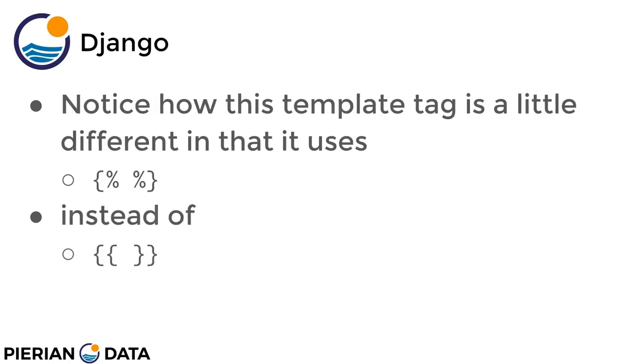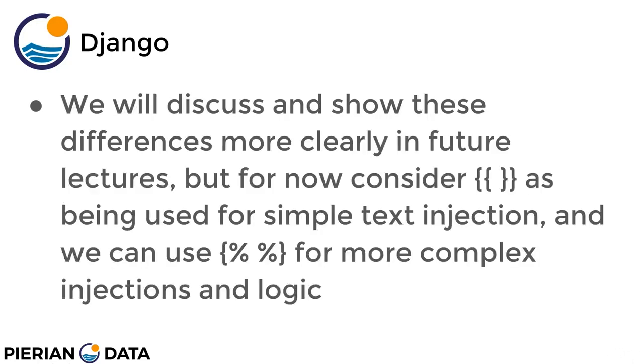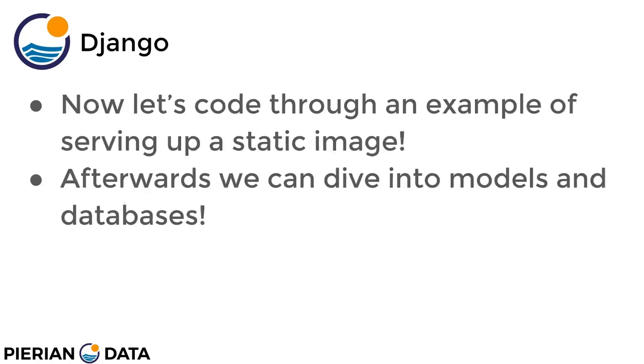Now, a quick thing to notice is how this template tag, those curly bracket percent signs, is a little different than the double set of curly brackets. We're going to be discussing and showing these differences more clearly in future lectures, but for right now, just consider those double curly brackets as being used for simple text injection. And we can actually use these curly bracket percent template tags for a lot more complex injections and actual logic. Later on, you'll see how we can actually write a for loop using those template tags inside our HTML file.